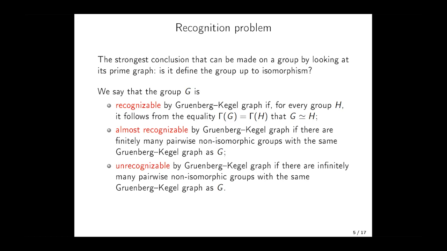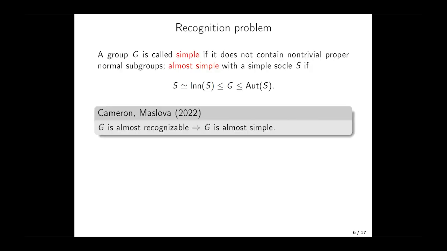Because in most of the cases, we will work with just simple groups, and if a group is almost recognizable, in general, it is just some automorphisms of simple groups, and we will see why. Let me remind you that a group G is called simple if it doesn't contain non-trivial proper normal subgroups, and almost simple with a simple socle S if G lies between S and its automorphism group.